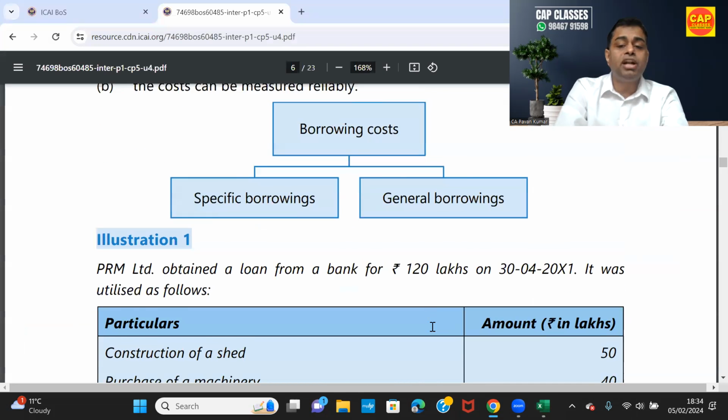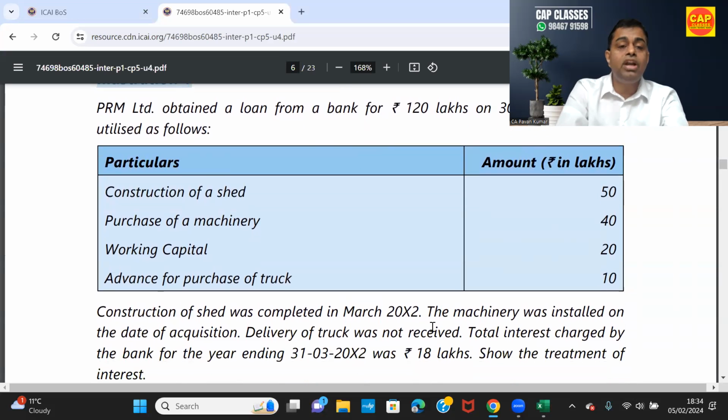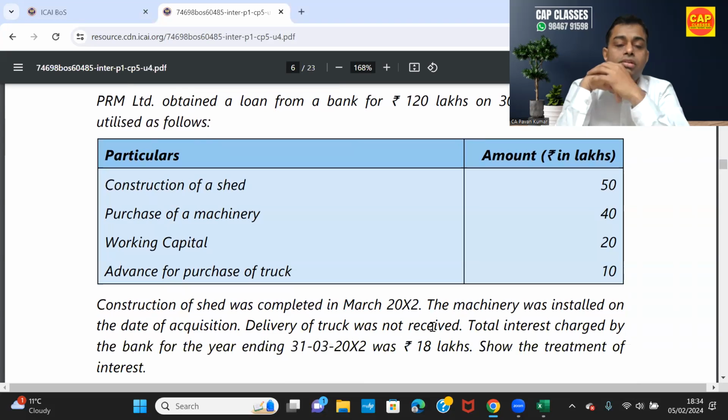Now we'll see the accounting treatment also. But before that, let us see one problem. Devika, can you read question number 1, please? Yes, sir. PRM Limited obtained a loan from a bank for rupees 120 lakhs on 30/4/2021, utilized as follows. Particulars, amount in lakhs. Construction of a shed, rupees 50 lakhs.